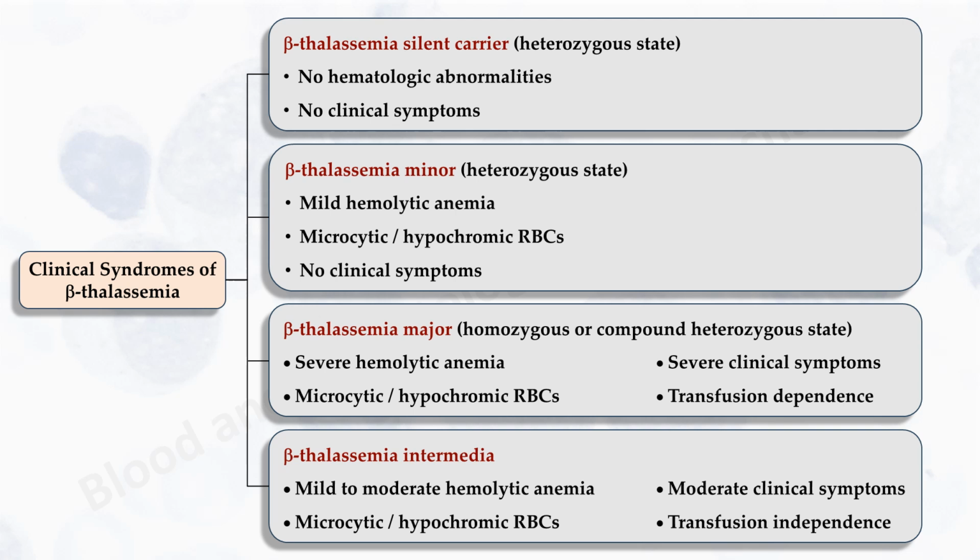And 4. Beta-thalassemia intermedia, with mild to moderate hemolytic anemia, microcytic hyperchromic red blood cells, moderate clinical symptoms, and transfusion independence. The terms thalassemia minor, intermedia, and major refer to clinical severity and are not genetic designations.